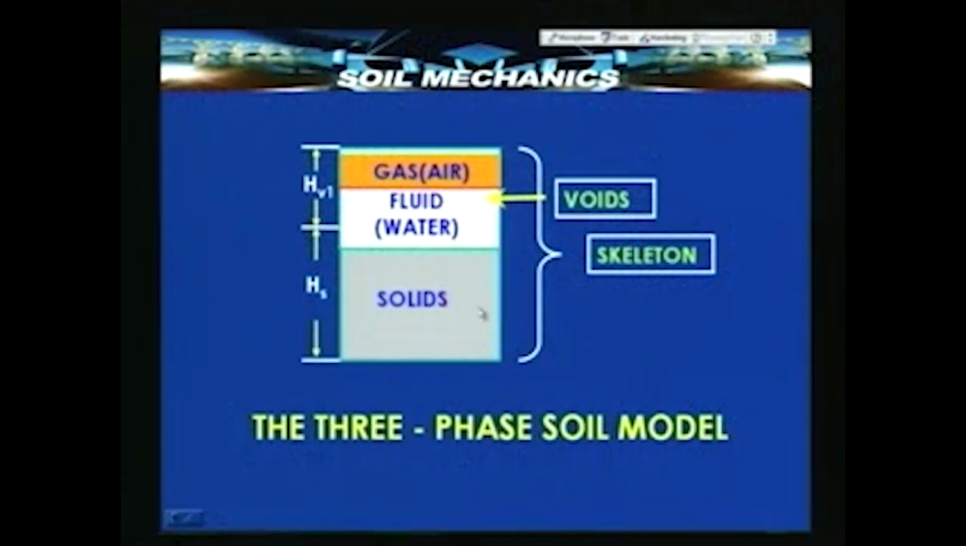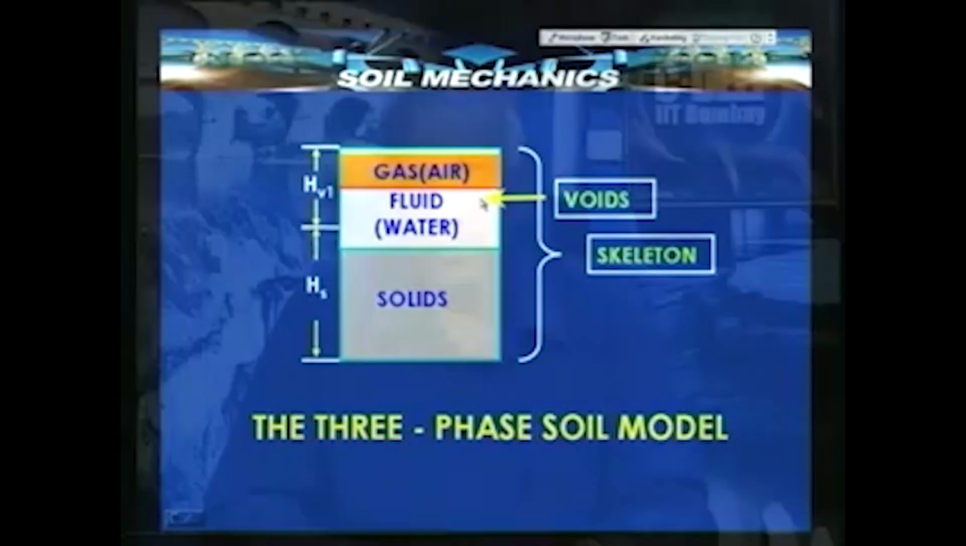This 3-phase model consists of solids, that is the solid particles constituting the soil. They constitute water and air, which together fill the voids. So, essentially there are two components, solids and voids, and within voids again there are two components, water and air, or in more general terms fluid and gas. Now, the part which encompasses solids and the voids together is known as the skeleton of the soil. So, the skeleton of a soil, which is nothing but the 3-phase model, consists of solids, water and air, and if the soil is saturated, that means the air is replaced by water, then there are only 2 phases, the solids and the water. Next.